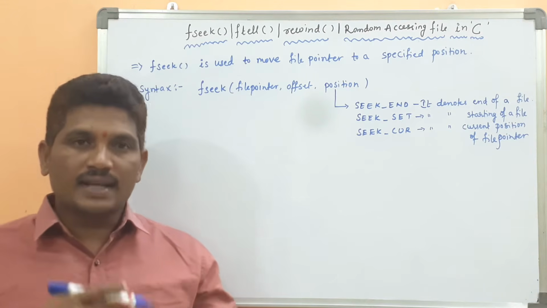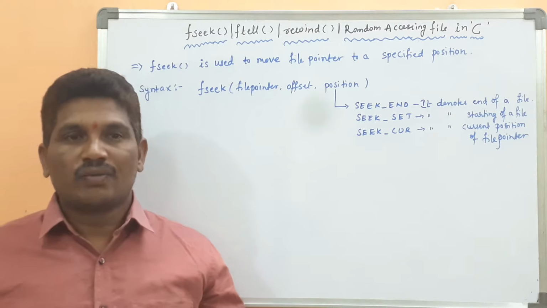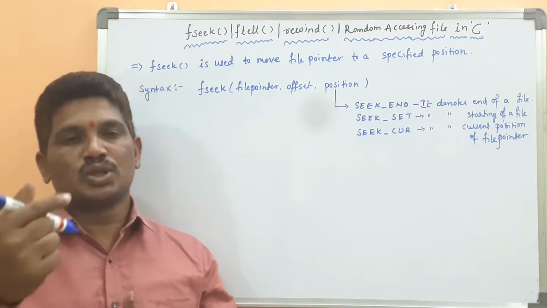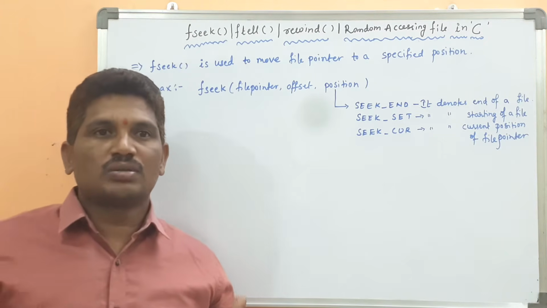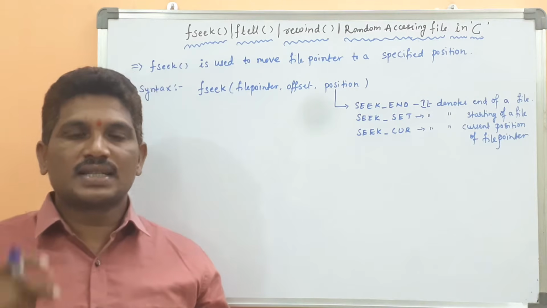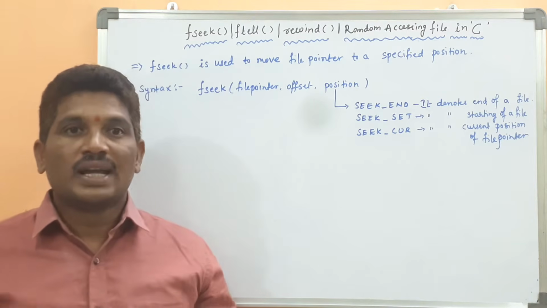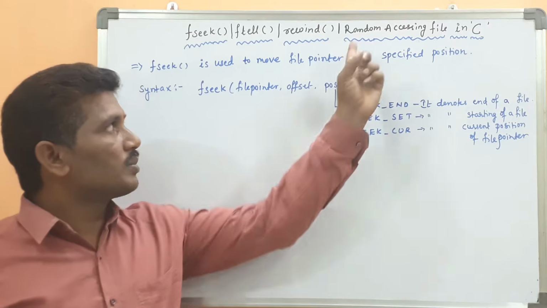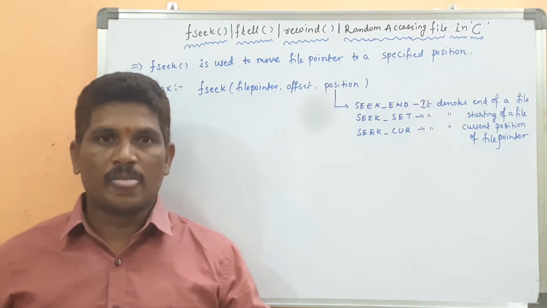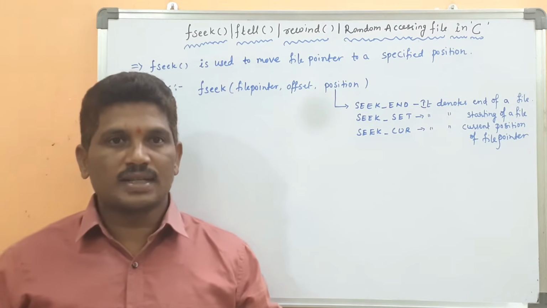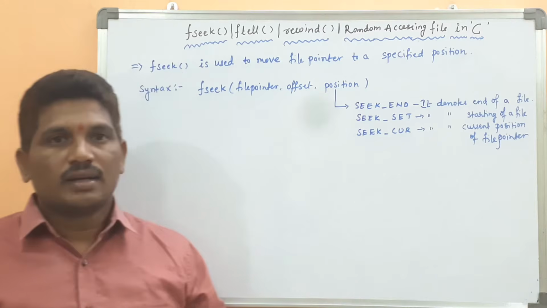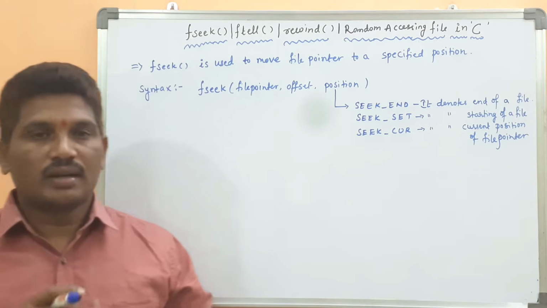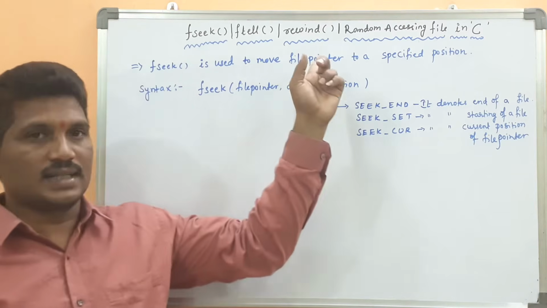We can access the records one by one. We can't access a record at a particular position. If I want to access the record at the 5th or 6th or 7th position, it is not possible. It is possible with the help of random accessing of a file. We can access a particular record. It is possible with these functions.